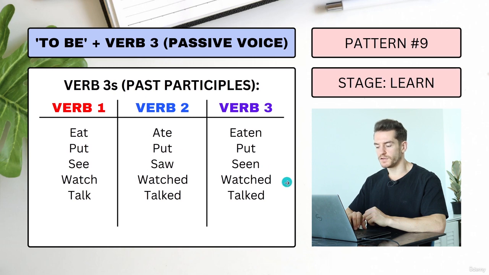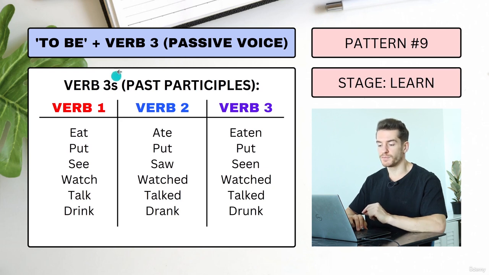Talk, talked, and talked. Drink, drank, drunk. So some words you have to completely change to make a verb 3. For example, eat to eaten, we change the word. Some verbs you don't change at all. Put, put, put. That's easy, right? Some you just add ed. For example, watch and talk. We say watch and watched. Talk and talked. And drink, for example, you have to change the word completely and say drunk.